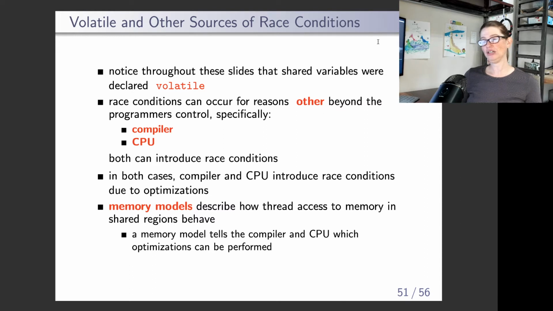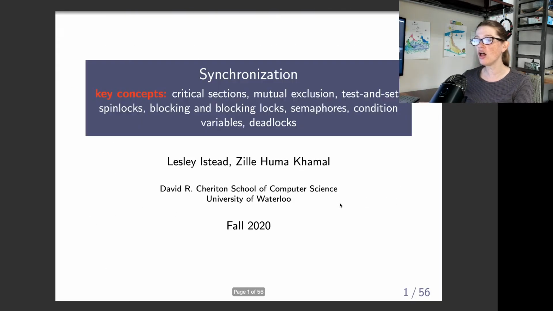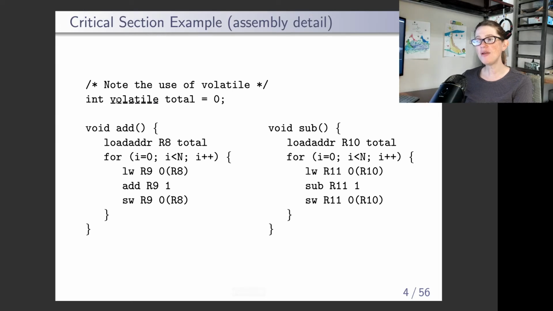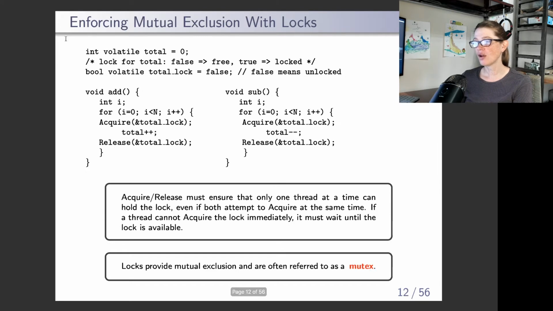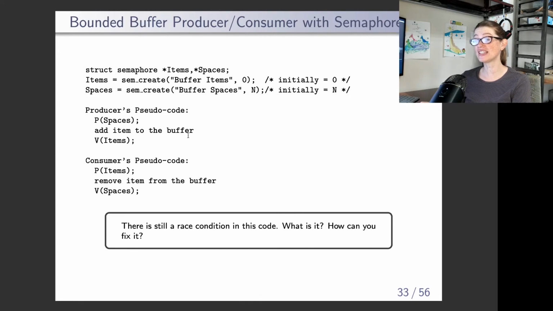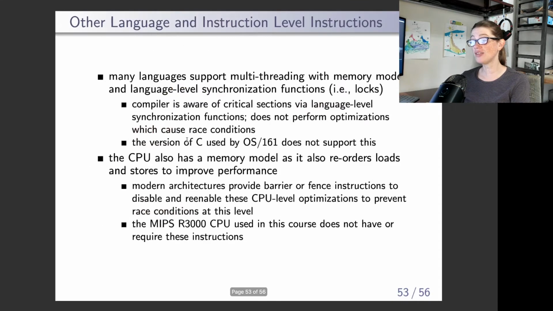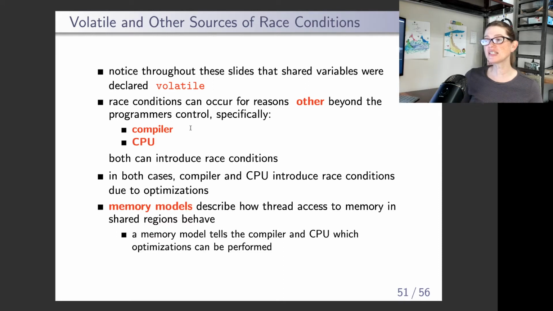There are, however, other race conditions that can happen that aren't your fault. And one of them, which I said on Piazza and earlier that we would come back to, is that of volatile. If you go back through all of these slides, you will notice that all of our shared variables have been marked as volatile. Volatile here, volatile there. Everywhere throughout these slides you'll see the volatile keyword, but we don't actually explain what volatile is and why you should use it.